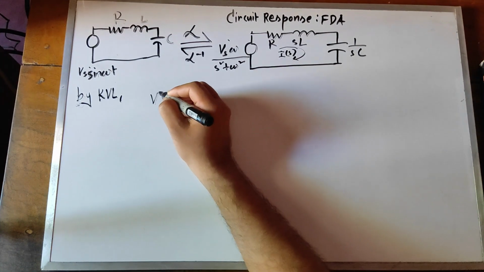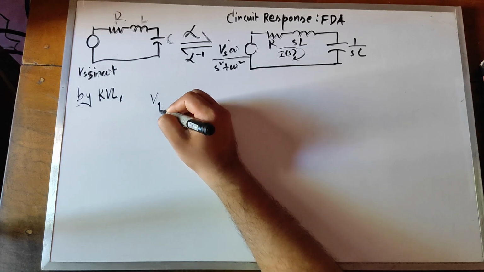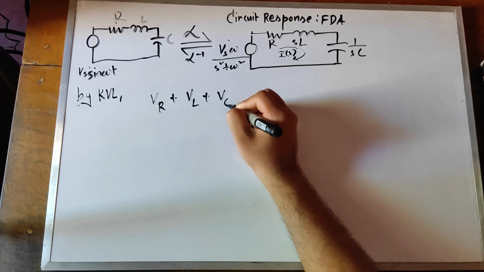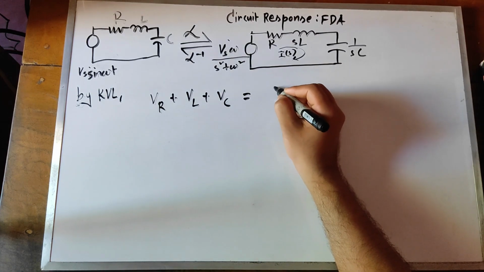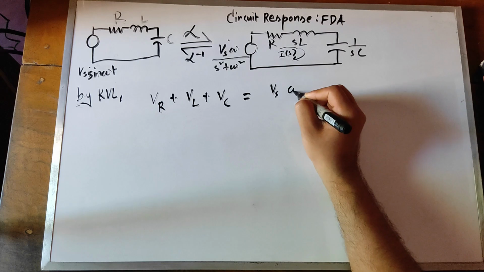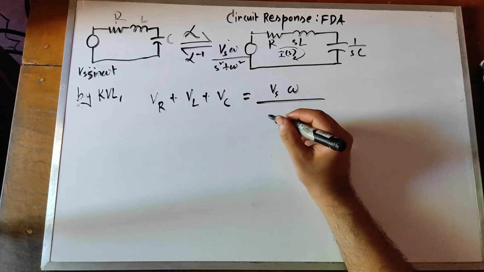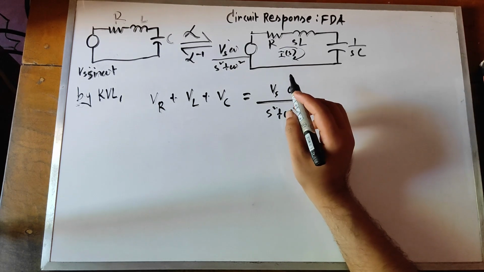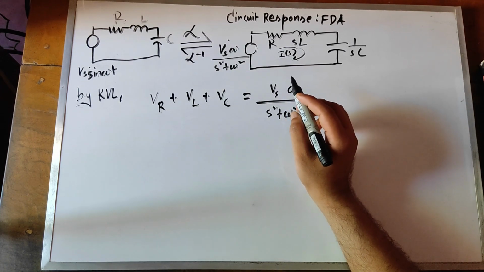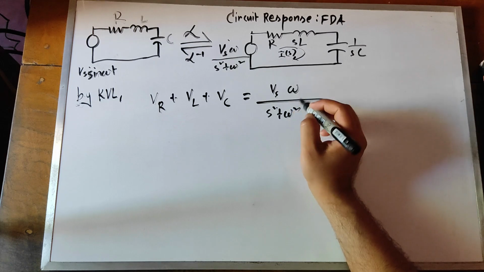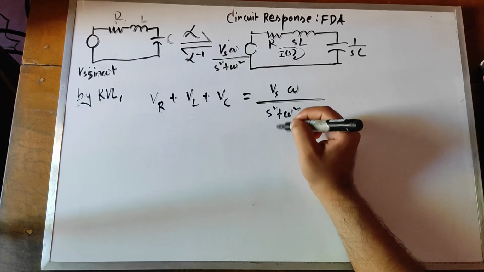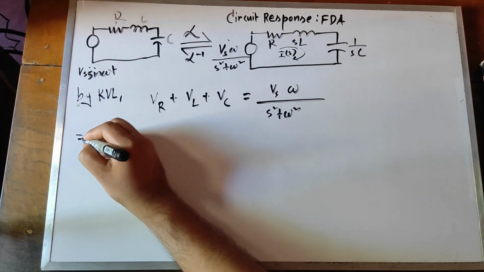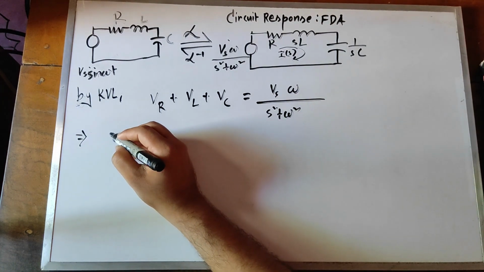I have VR plus VL plus VC equals Vs, the magnitude, times omega by s square plus omega square. If you look at the Laplace transform of sine omega t, you will see that the formula is omega by s square plus omega square, and Vs is the magnitude.